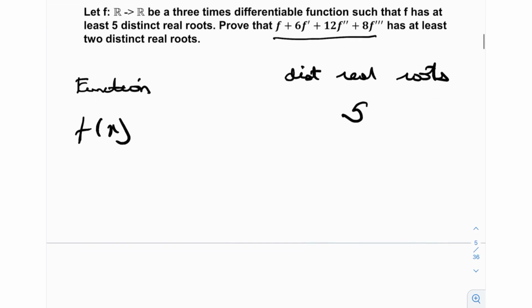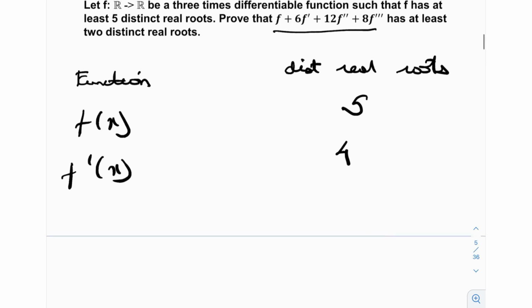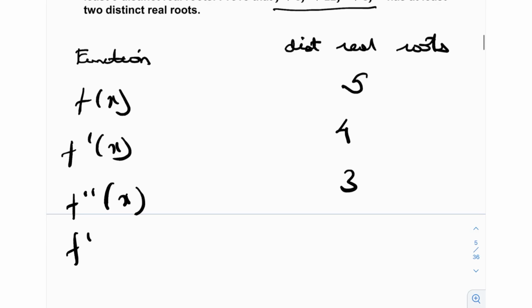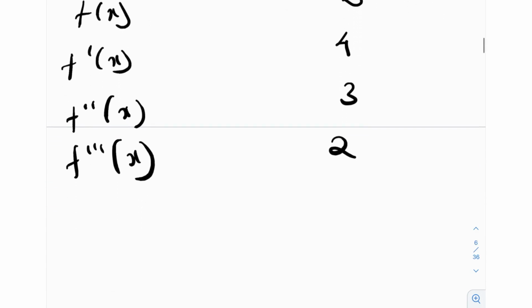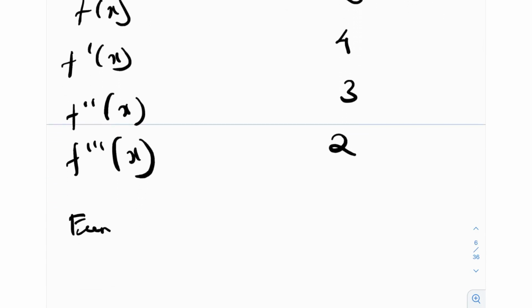How about f prime x? f prime x will have 4, f double prime x will have 3, and f triple prime x will have 2. And where does this come from? Well, it's quite trivial actually. It comes from something called the fundamental theorem of algebra.